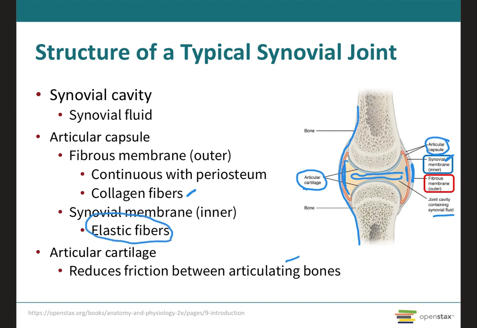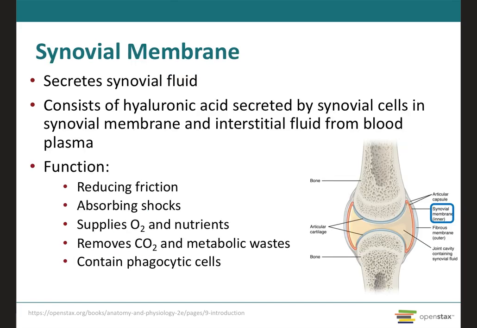In the next slide, we will cover a few more characteristics of the synovial joint. This inner membrane that we were talking about on the previous slide, which is the synovial membrane, will be the one responsible for the secretion of the synovial fluid. And this synovial fluid will form a thin film over the surfaces within the articular capsule.